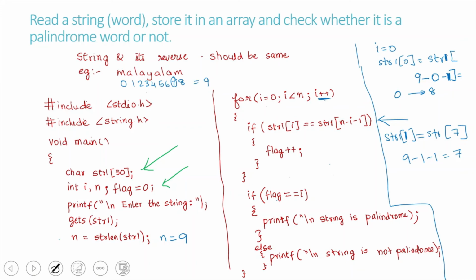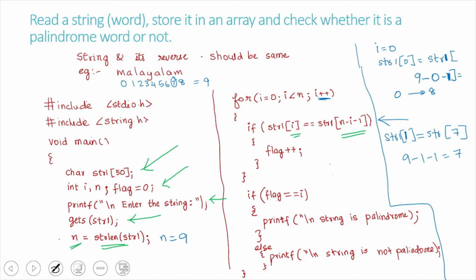Then we are going to prompt the user to enter a string and that value is entered into string1. Then we are going to calculate the length of the string. For example, if it is Malayalam, it is going to be 9 characters. So that 9 will come in n. Then what we are going to do is we are going to check if string1[i] is equal to string1[n-i-1].